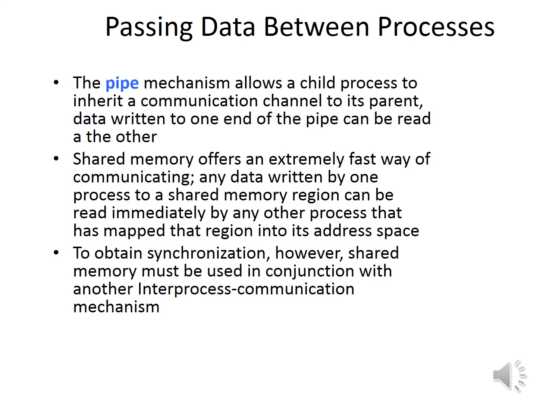The pipe mechanism allows a child process to inherit a communication channel to its parent, so the data written to one end of the pipe can be read at the other. Shared memory offers an extremely fast way of communicating, and data written by one process to a shared memory region can be read immediately by any other process that has mapped that region into its address space.